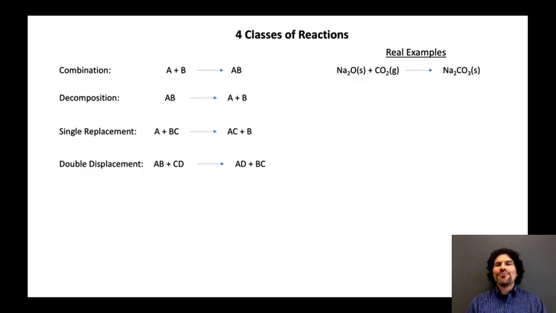As promised, some real examples of these reactions. First, we'll do a combination reaction, and that would be solid sodium oxide reacting with gaseous carbon dioxide to give solid sodium carbonate. Again, all of the atoms present in the starting materials are present in the product.